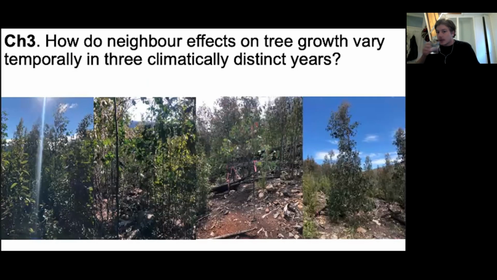So for the second half of this talk, instead of drought damage, I'll be talking about eucalypt growth, which was another chapter in my PhD. But the premise of this chapter really follows the same reasoning as for the drought damage study. So in a warmer and drier climate in the future, how will the strength and direction of neighbourhood effects on plant growth potentially be impacted, and how will these differ?